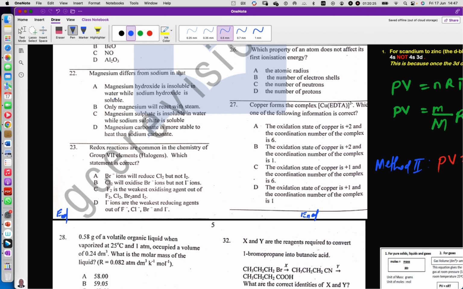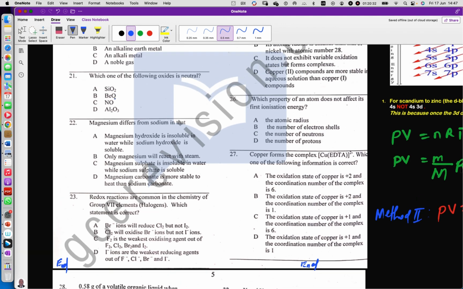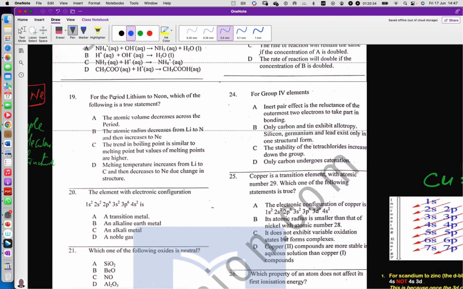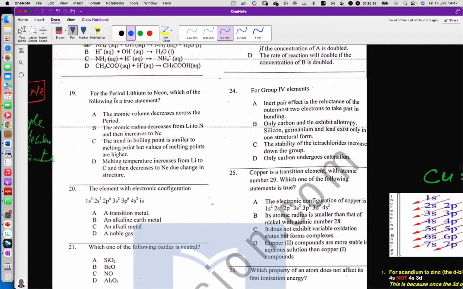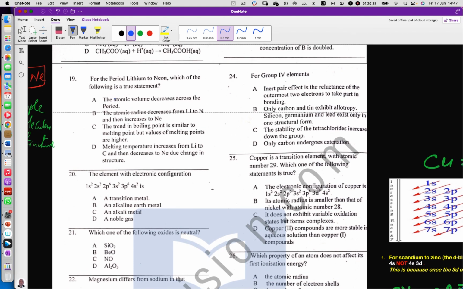Let's go to question number 3. A is the right answer. Question number 24 has to do with group 4 or group 14. Question number 24: The inert pair effect is the reluctance of the outermost 2 electrons to take part in bonding.